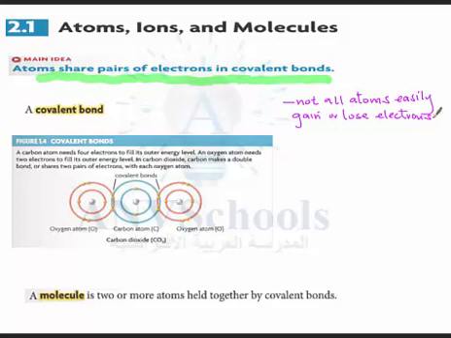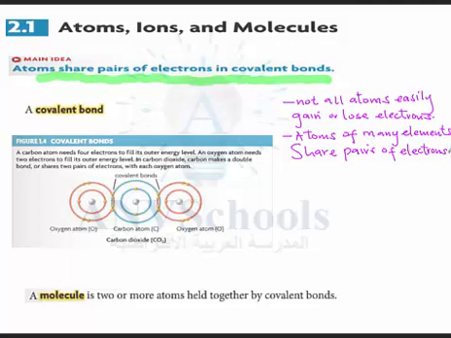Rather, the atoms of many elements share pairs of electrons, in a sense that maybe we have a number of electrons which are almost half-half, and no one is willing to give up their electrons. Then what happens is that these electrons end up being shared.